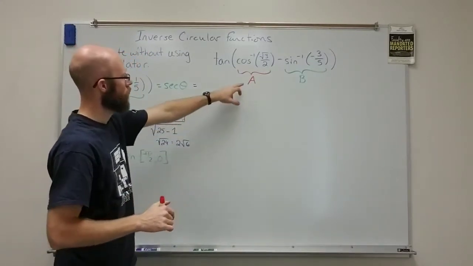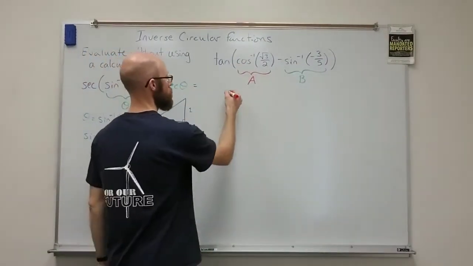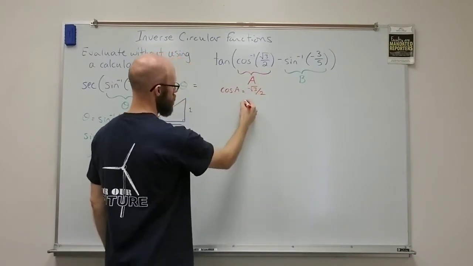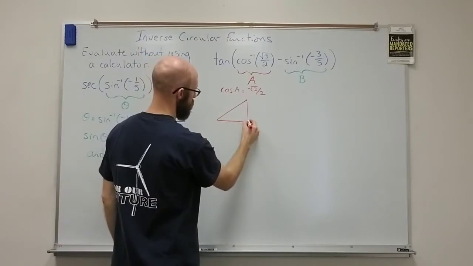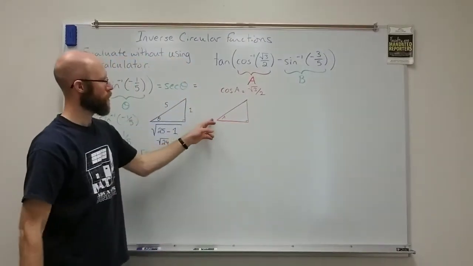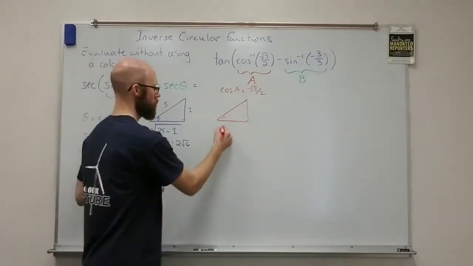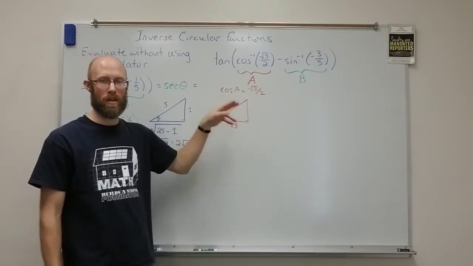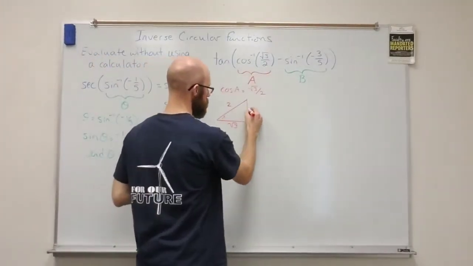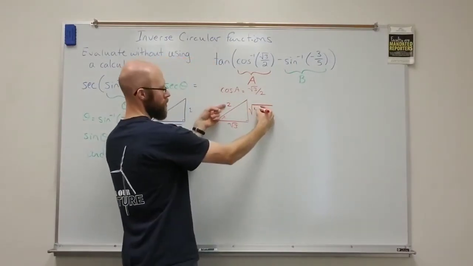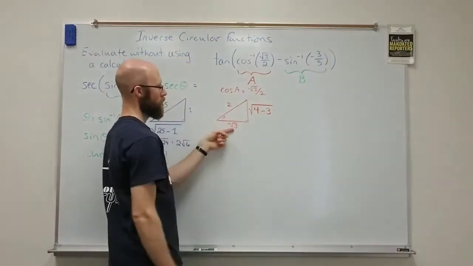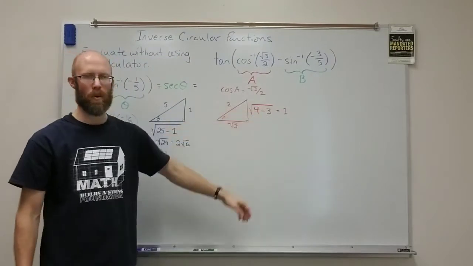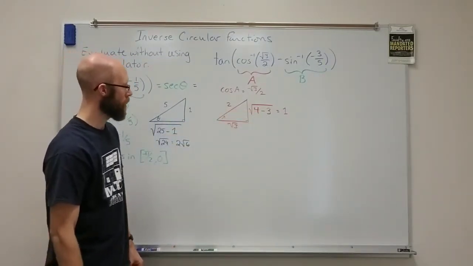Angle A. Well, angle A comes from the cosine, right? So that tells us that the cosine of A is the square root of 3 over 2. If I were to construct a triangle for that particular angle A, cosine is adjacent over hypotenuse. So that's root 3 and 2. The third side is important here. It's going to be found using the square root of the hypotenuse squared minus the other leg squared, which is 1, right? Square root of 1. So that one's not too bad.